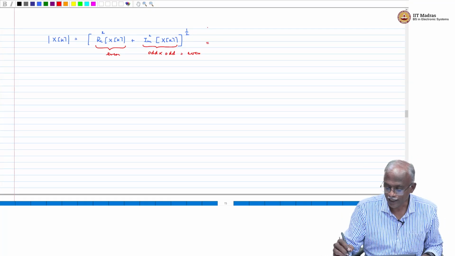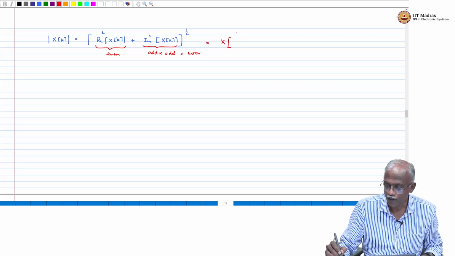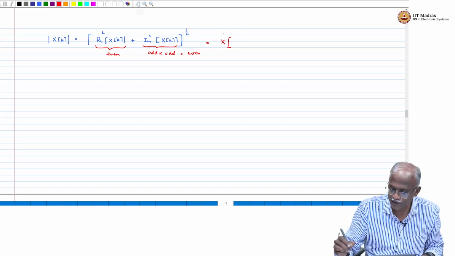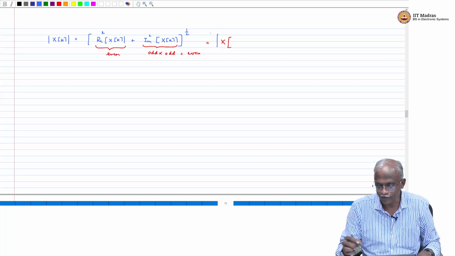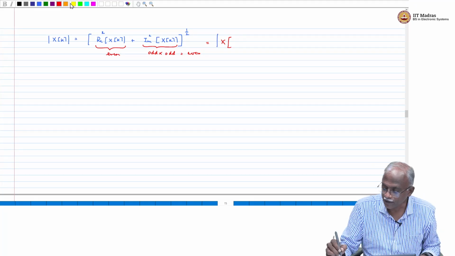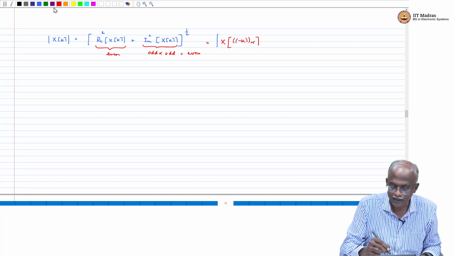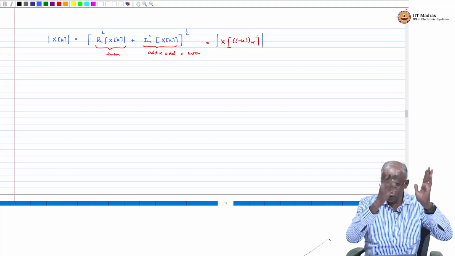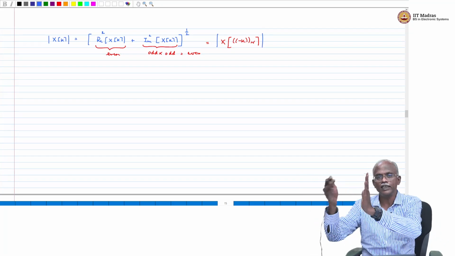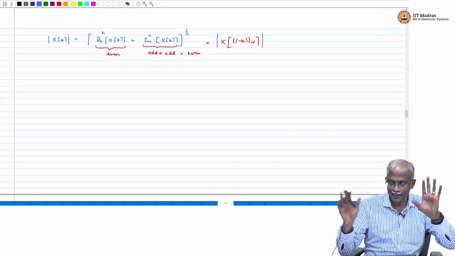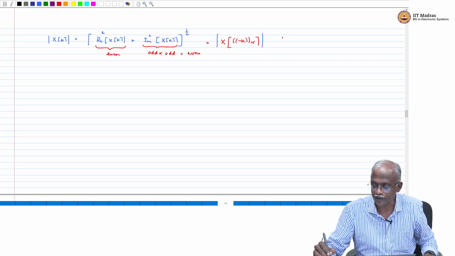and therefore we can write, because it's an even function, X of k is equal to the modulus of the DFT coefficients. Now when I look at the minus k modulo N, I will see that the modulus of X of k will be the same as the modulus of X of minus k, where minus k is interpreted modulo N. Okay, so basically the magnitude of the DFT coefficients is even.